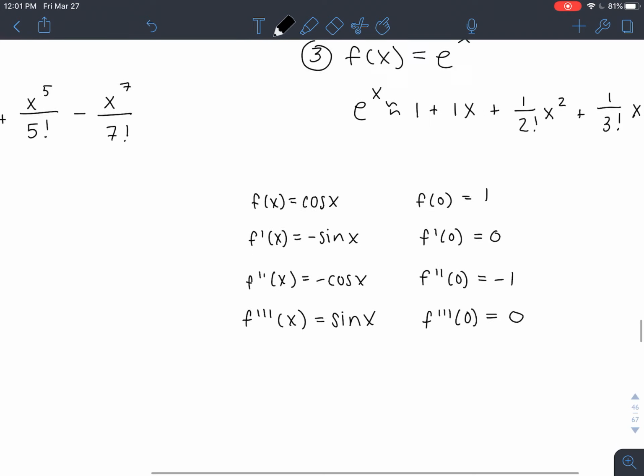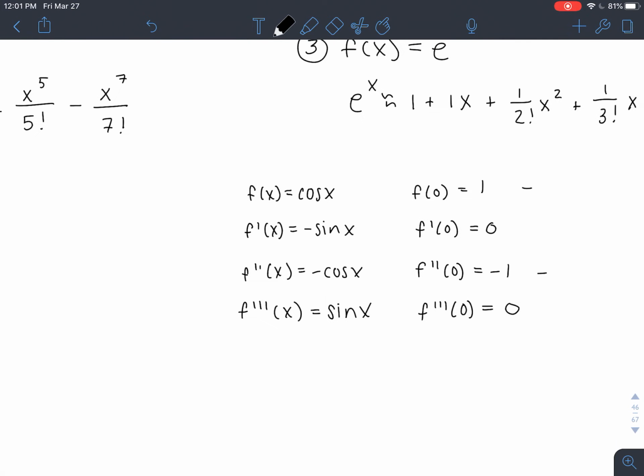Right, and we want the first 4 non-zero terms. So derivative of negative cosine is positive sine. Right, so far I only have 2 non-zero terms. So I would have to keep going, but maybe you can kind of start to see the pattern here.